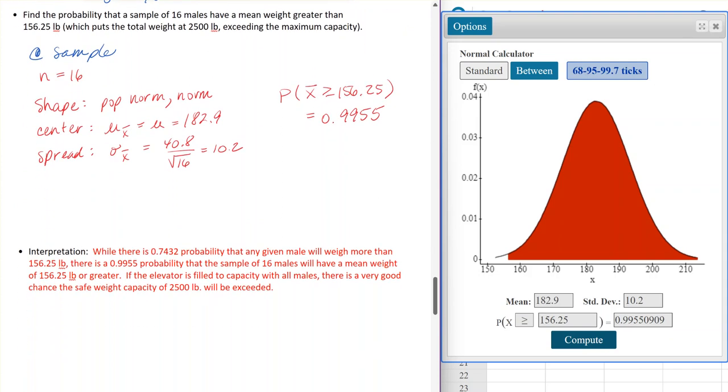So here is an interpretation of what we were just saying. While there is a 0.7432 probability that any given male will weigh more than that 156.25 weight, it's a 0.9955 probability that a sample of 16 males will have an average weight greater than that. So if you have an elevator filled to capacity with all males, there's a very good chance that the safe weight capacity of 2,500 pounds will be exceeded. Kind of a fun example.